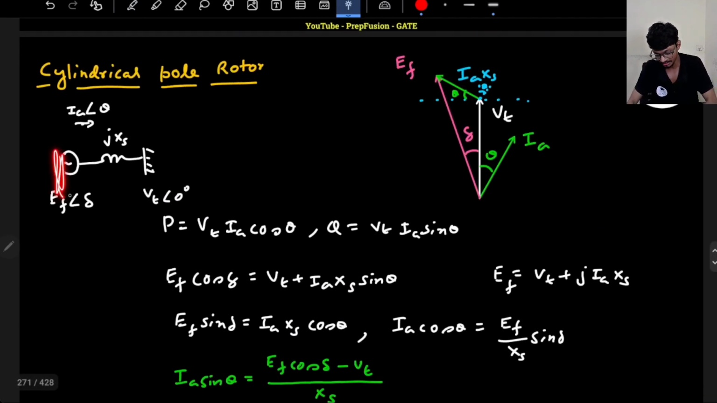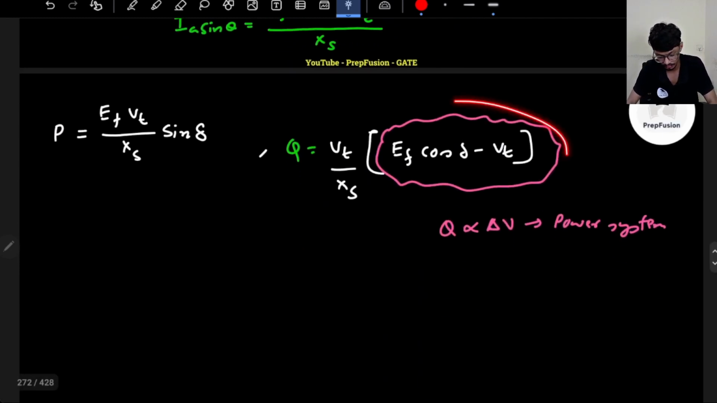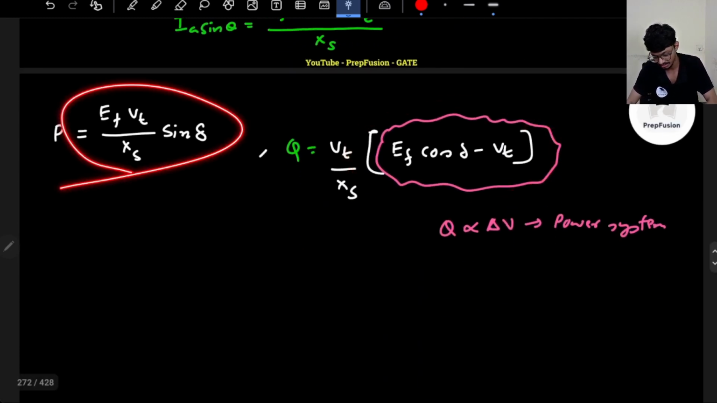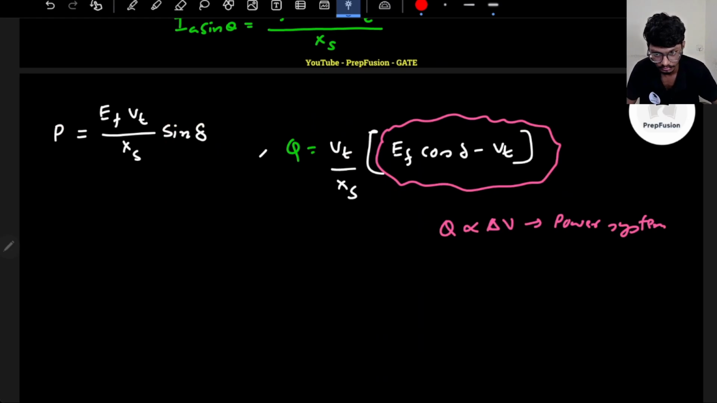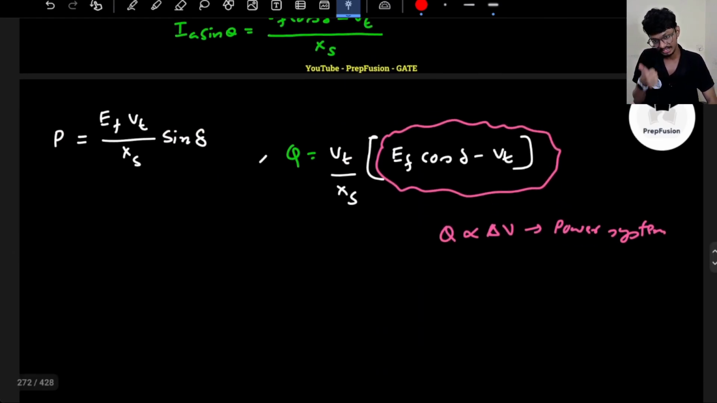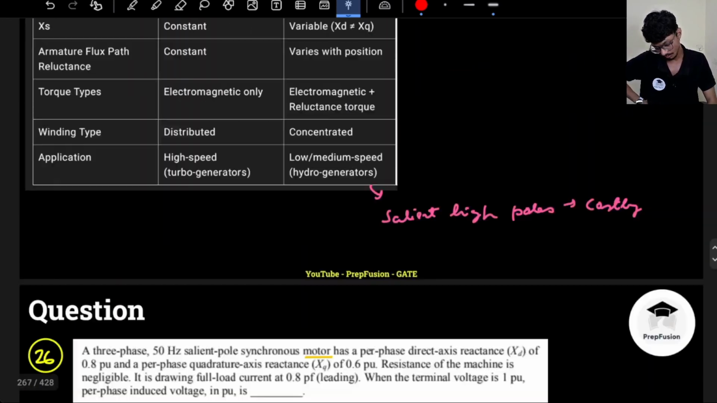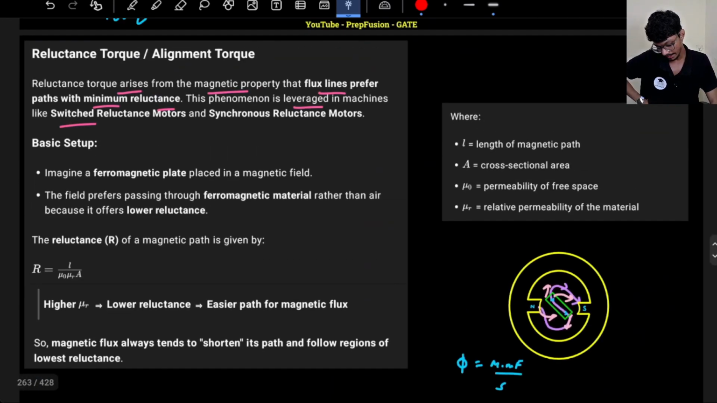So if this end voltage is Ef and this end voltage is Vt, then the higher the voltage difference, the higher the reactive power. This is what this equation tells me, and this equation tells me the active power. So this is the expression for reactive and active power in the case of a cylindrical pole motor.